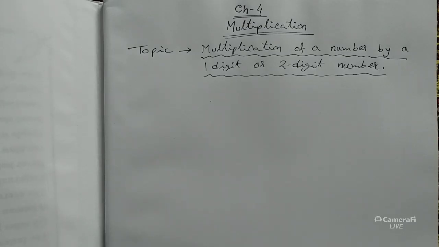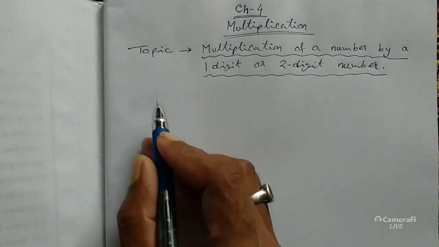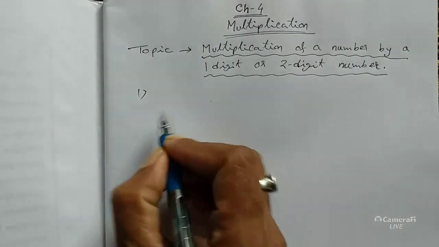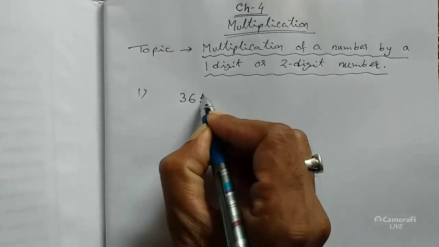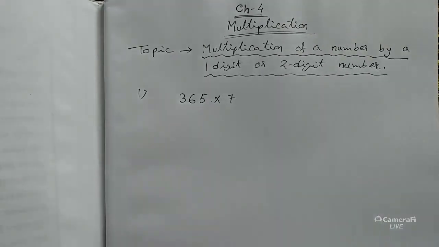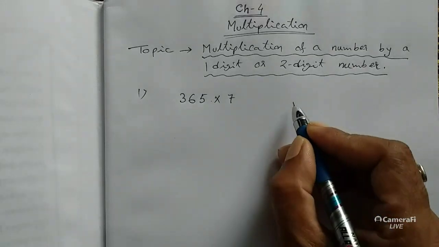Dear students, today we will learn about multiplication of a number by a one digit number or a two digit number. Let us first go to the multiplication of a number by one digit number. Suppose we have to multiply the number 365 by 7. Then how can we do this?